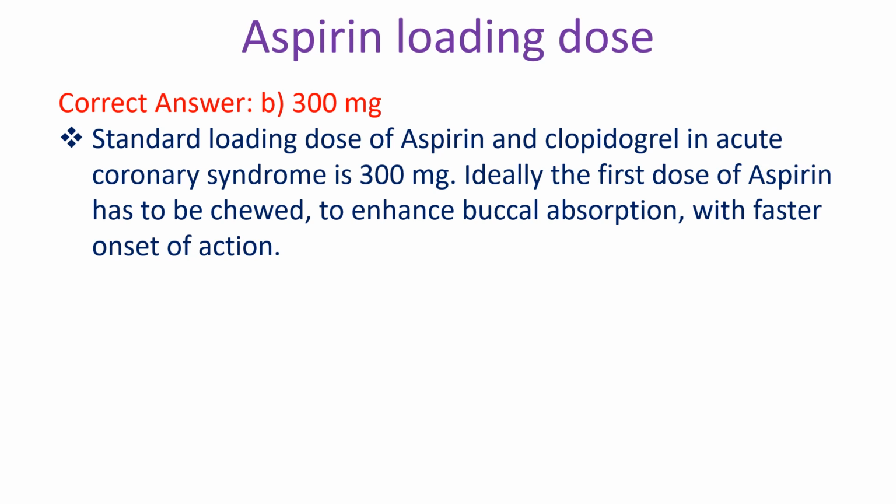Standard loading dose of aspirin and clopidogrel in acute coronary syndrome is 300 mg. Ideally, the first dose of aspirin has to be chewed to enhance buccal absorption with faster onset of action.